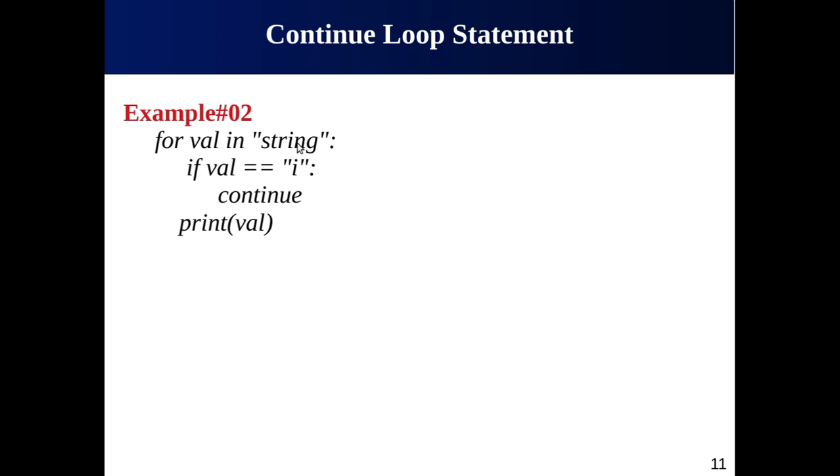Now the val will contain i. Compare i with i. i is equal to i. Yes, the condition is true now. Continue. It means skip the current iteration. Do not print i. Go back. Increment val by 1. Now the val will contain n. Compare n with i. The condition is false. Okay, print n, go back. And then g, compare g is equal to i? No, okay, print it. So it will print str but not i, and then n and g will be printed again.